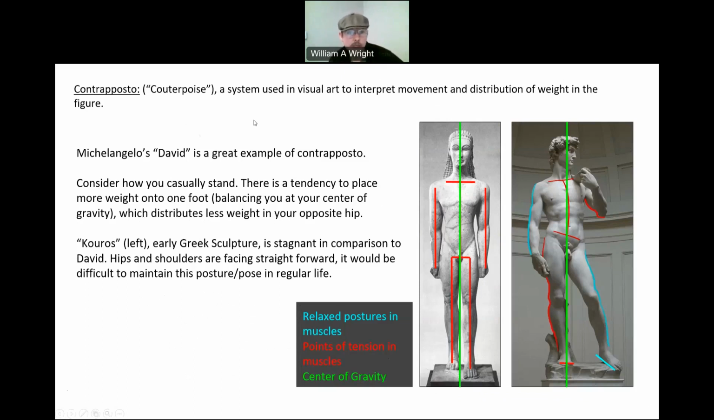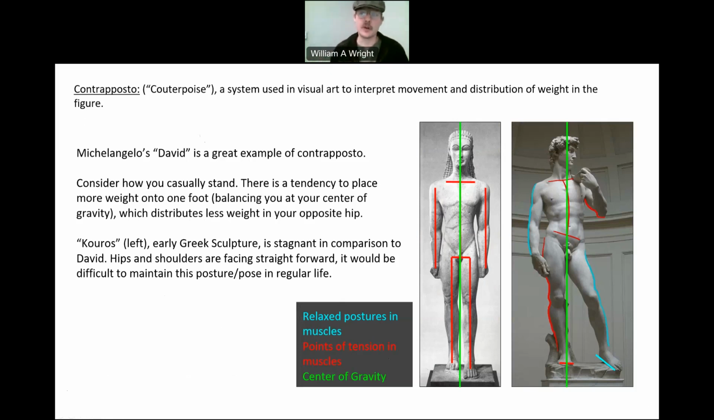Now, just to reiterate, contrapposto is a system used in visual art to interpret movement and the distribution of weight. David is kind of the ultimate example of contrapposto. Now, the Greeks invented it. It was not something invented in the Renaissance, but it was brought back in the Renaissance and really made popular. What they were comparing is early Greek sculpture, which had that walk-like-an-Egyptian, very static pose. Maybe they put one foot forward, but it's all very vertical and there's no sense of relaxation or movement. It was unreal. It was so posed.